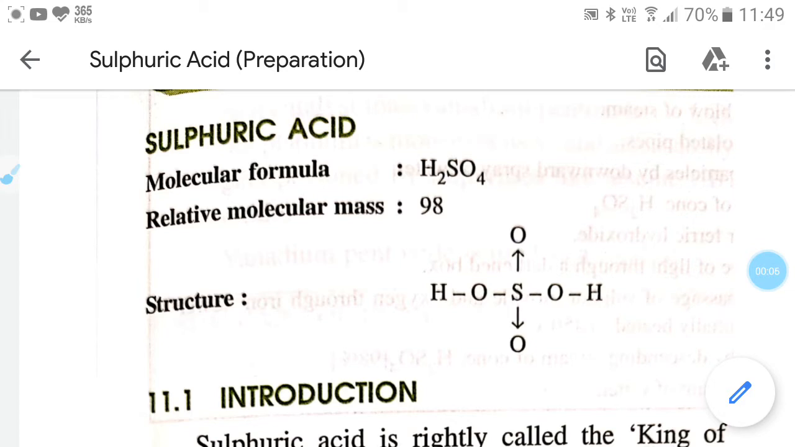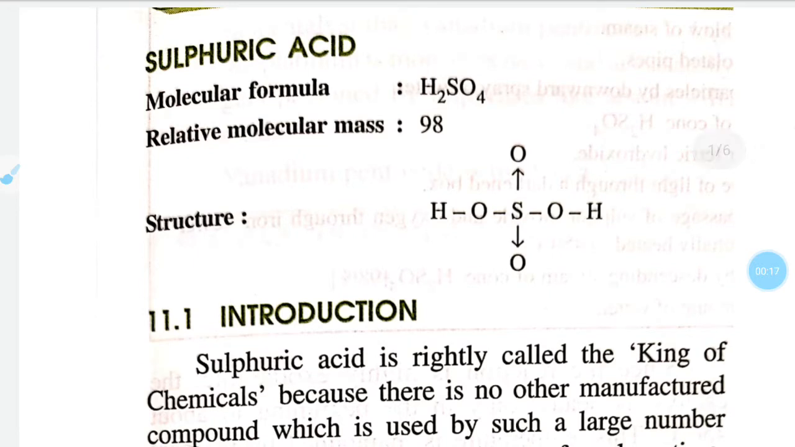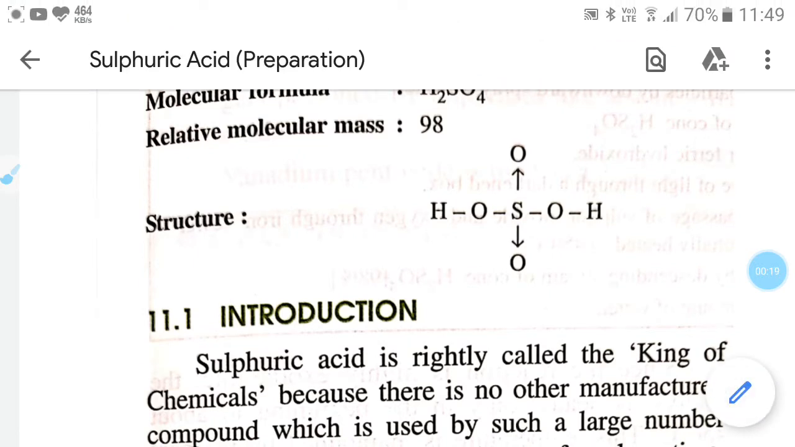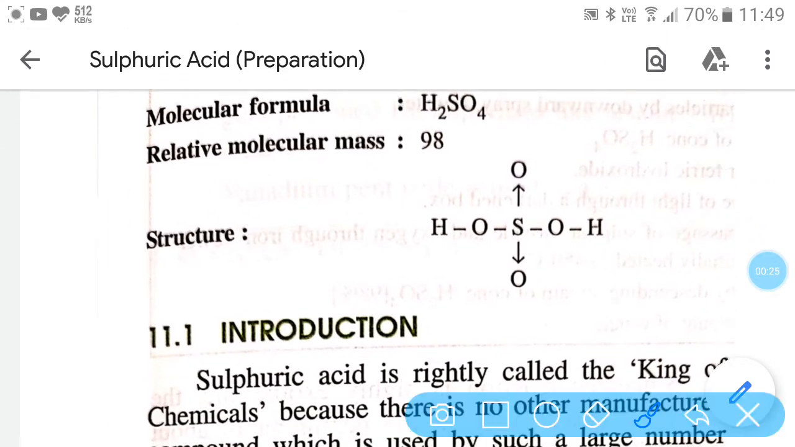Today we are going to study sulfuric acid, syllabus ICSE, class 10, chemistry. Now, regarding sulfuric acid, we all know about its molecular formula. Molecular mass is 98. The structure is of more importance to us.